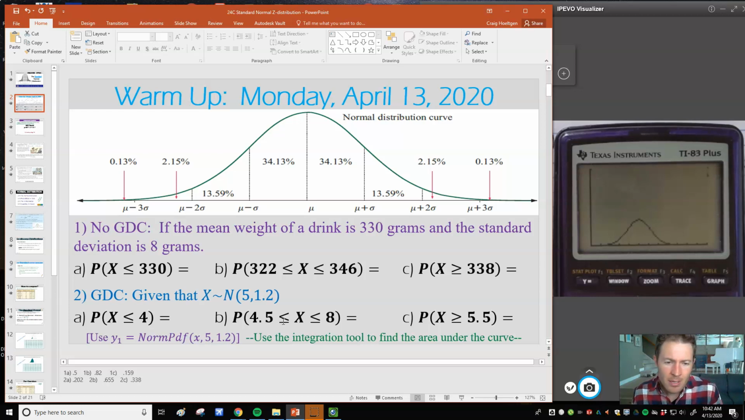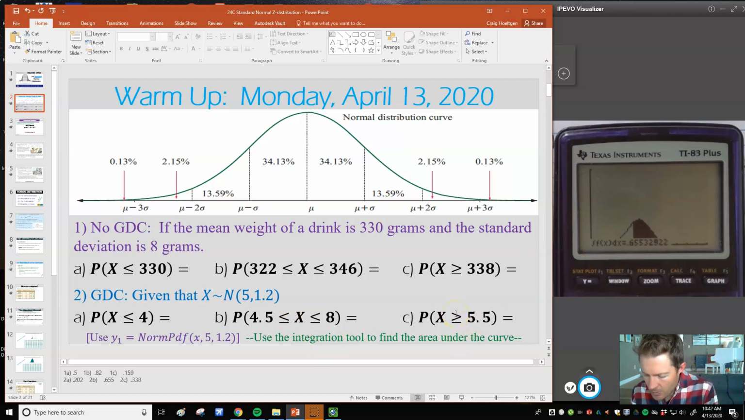Okay, now we're just going to integrate between 4.5 and 8. So second calc, integrate between 4.5 and 8. And there, again, this is a probability density curve. The area under the curve between two values tells us the probability. So here, in doing that, we get 0.655.